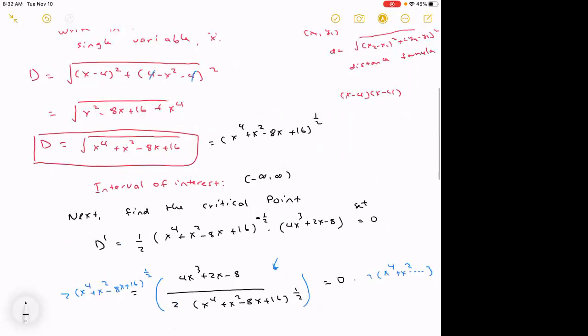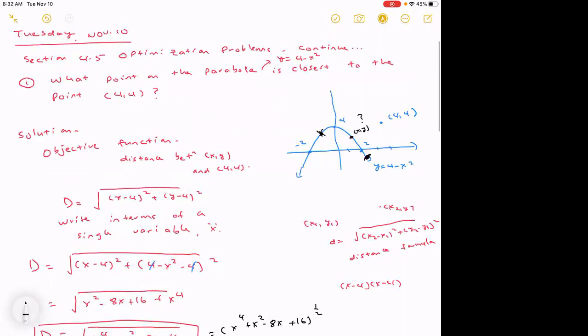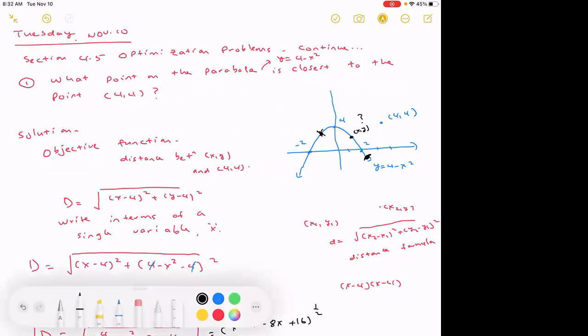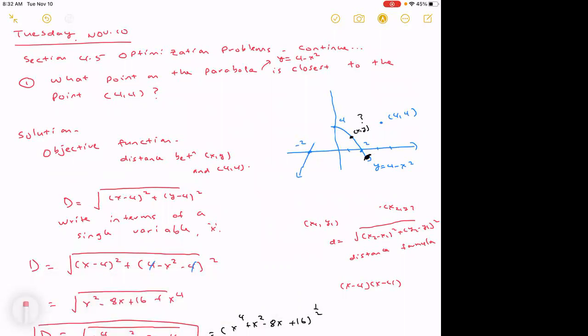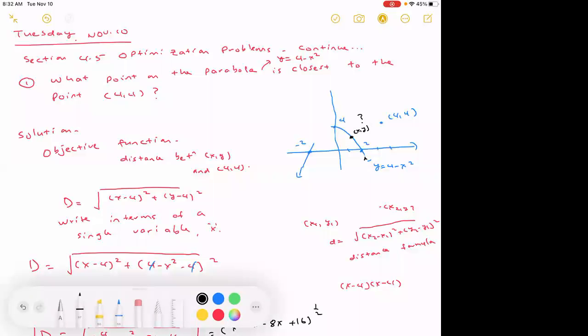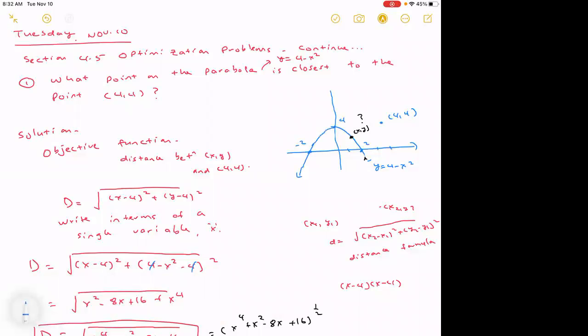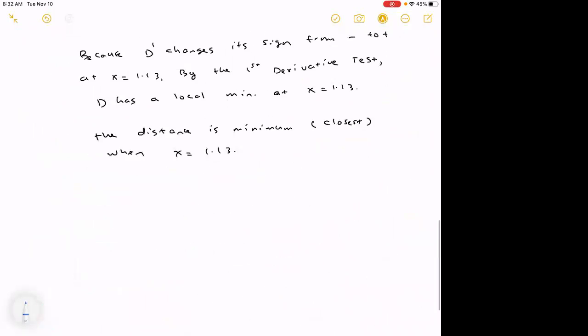So if you go back to the graph here, we just have x here, right? We have to find y too. How do you think we can find y?